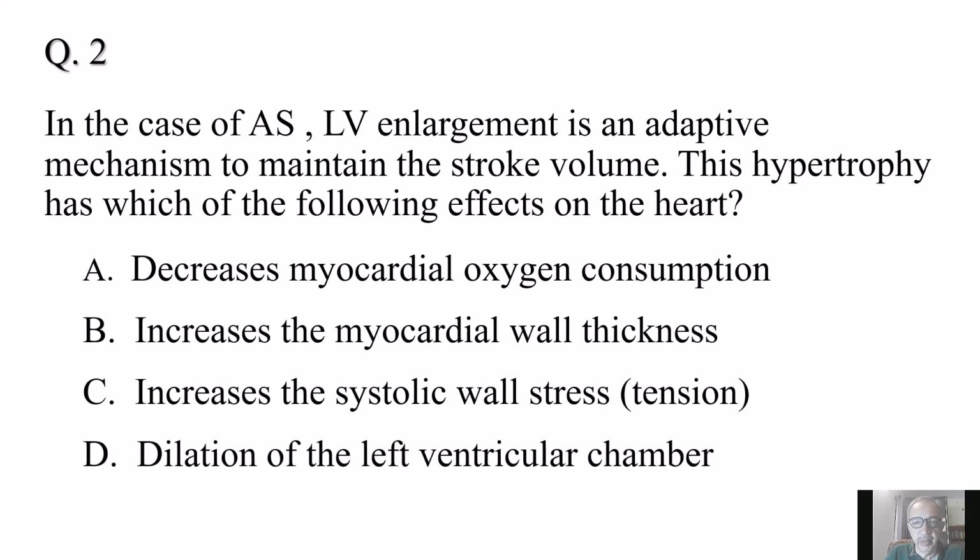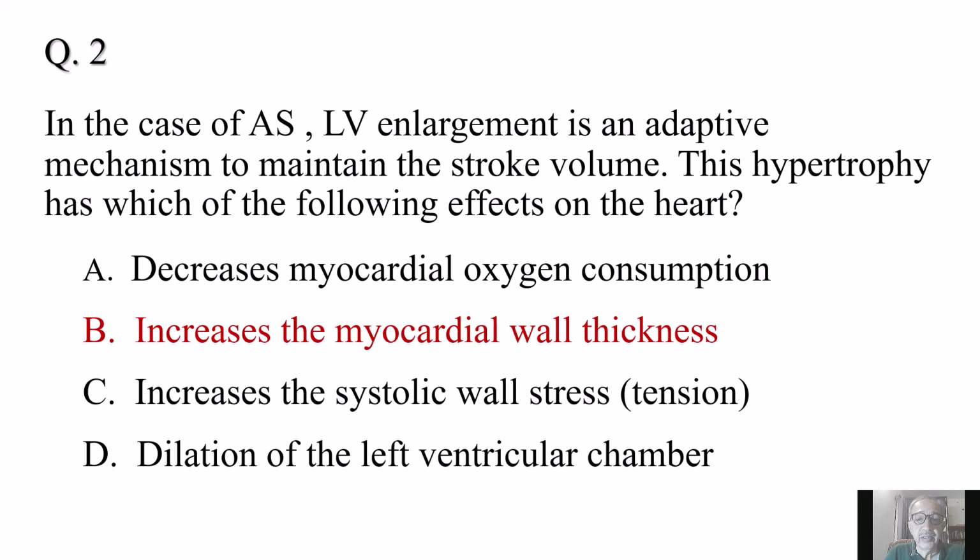In aortic stenosis, as the disease advances, the left ventricle will enlarge as an adaptive mechanism to maintain near normal stroke volume. That means the cardiac chambers thicken by increased hypertrophy, an increase in the size and number of cells. So this increases the myocardial thickness. So B is the correct answer.